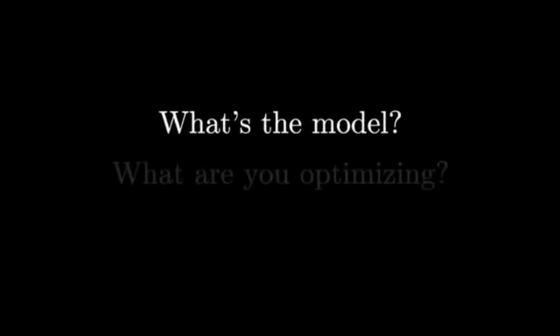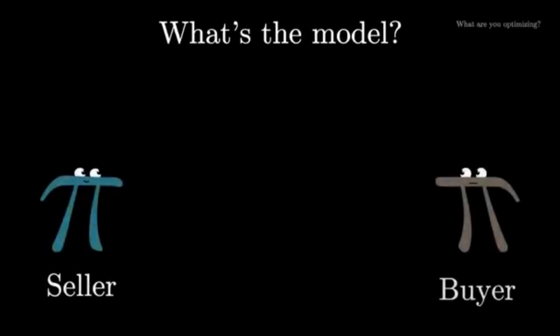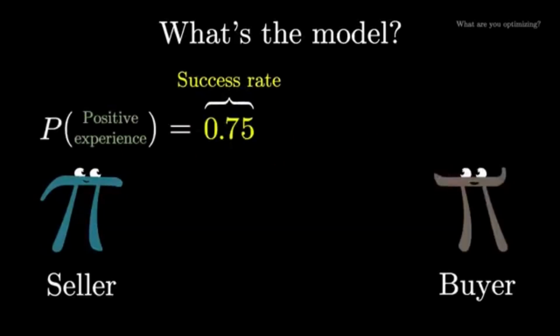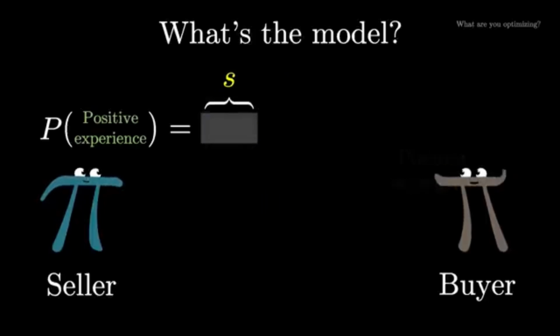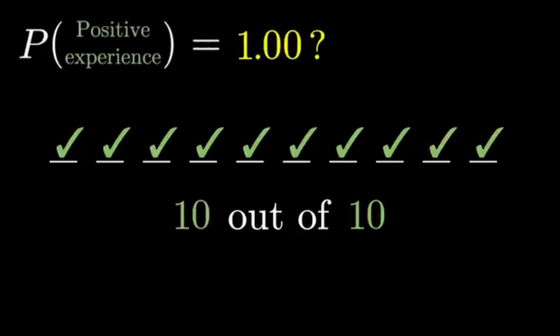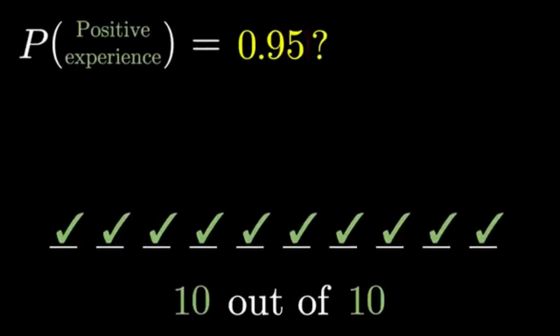Step 1, how exactly are we modeling the situation, and what exactly is it that you want to optimize? One option is to think of each seller as producing random experiences that are either positive or negative, and that each seller has some kind of constant underlying probability of giving a good experience, what we're going to call the success rate, or S for short. The whole challenge is that we don't know S. When you see that first rating of 100% with 10 reviews, that doesn't mean the underlying success rate is 100%. It could very well be something like 95%.